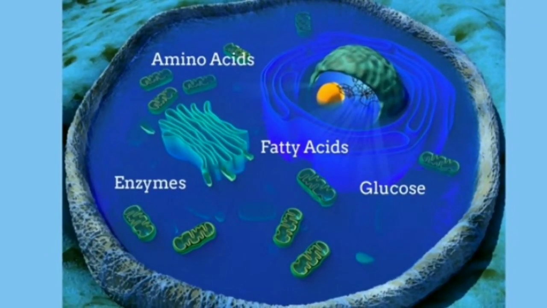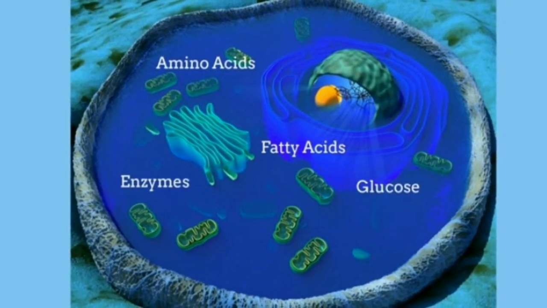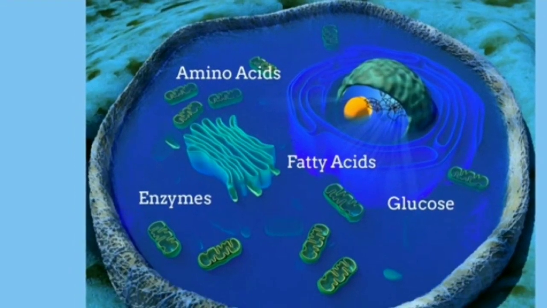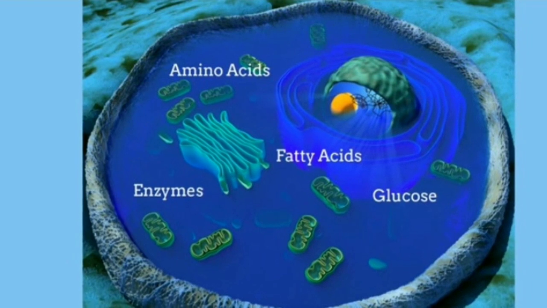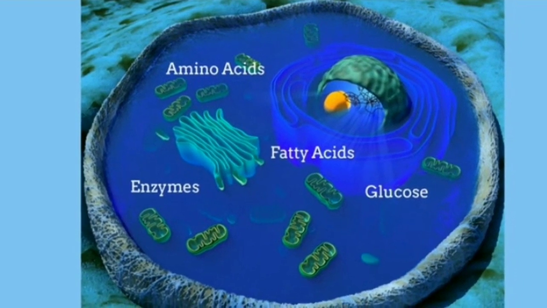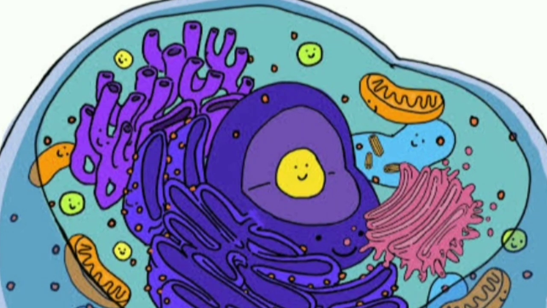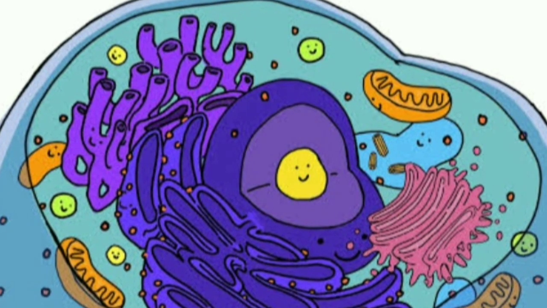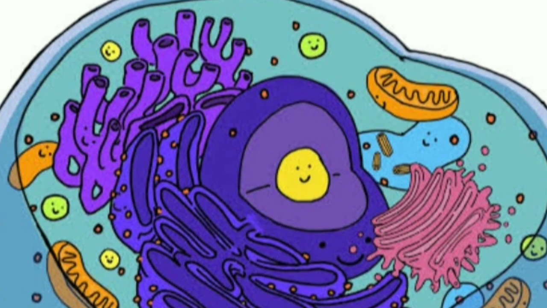Cytoplasm has amino acids, fatty acids, glucose, and enzymes. It is home to many cellular activities. It means that because of the presence of these substances, many cellular activities are done in the cytoplasm. The main function of cytoplasm is to enable cells to maintain their turgidity, which helps the cell to hold its shape.